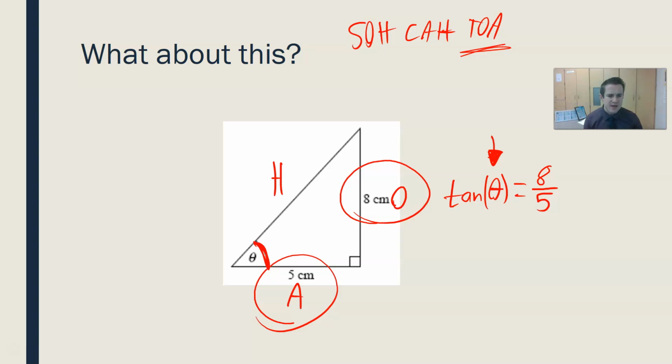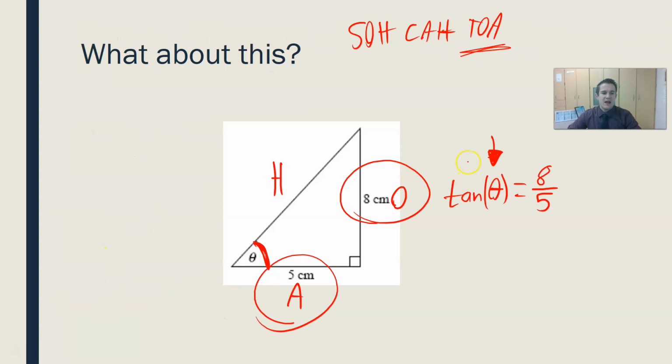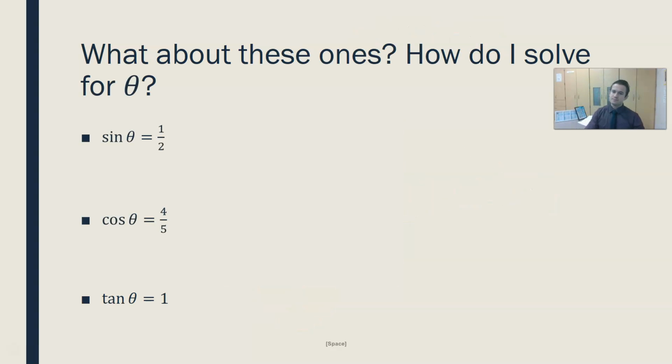But how do I do that? How do I solve for this angle? I'm taking the tangent of that angle. Over on these problems, I undid addition with subtraction, I undid multiplication with division, I undid squaring with square rooting. How do I undo tangent? I'm taking the tangent of theta. How do I undo tangent? Well, lucky for us, there's a way to do that.